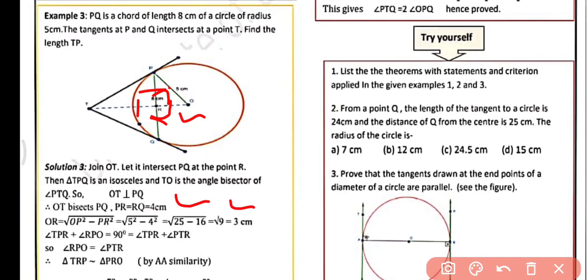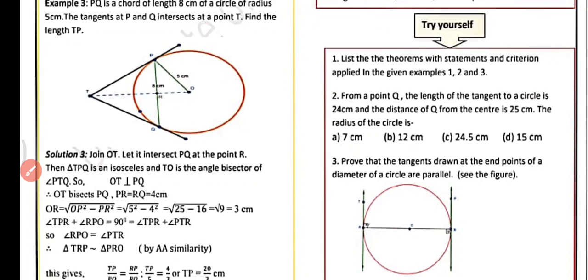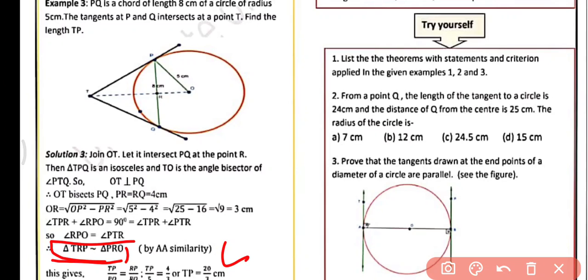So we get OR as 3 cm. Now you can see angle TPR plus angle RPO, that is, this one, is equal to 90 degrees, and is equal to angle TPR plus angle PTR. So now we can see angle RPO equals angle PTR, and therefore triangle TRP is similar to triangle PRO by angle-angle similarity. Here you can see TRP.